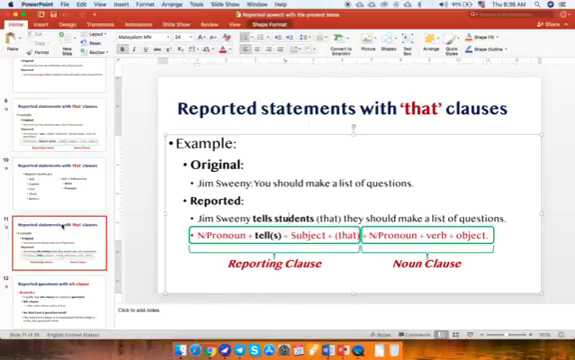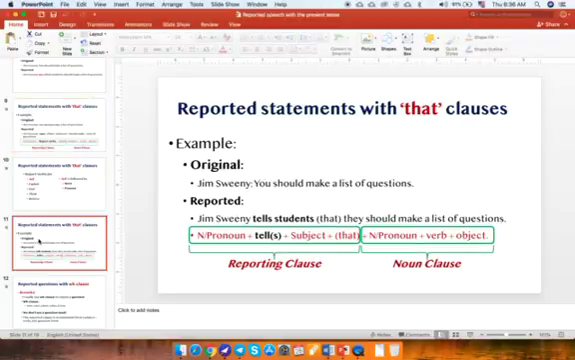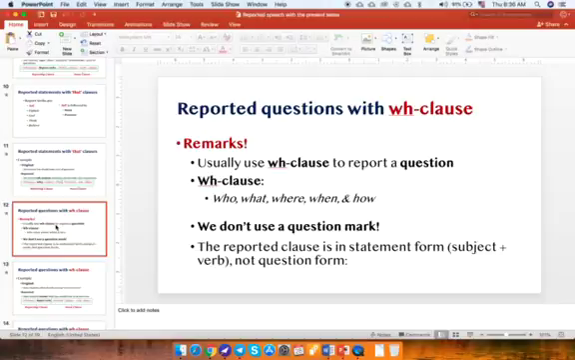So these are the differences. So you can see the difference. If you use other reporting speech, we follow this form. But if you use the reporting speech with the word tell, you have to follow this form, right? All right. Another remark is this: when we use reporting speech in the question forms.